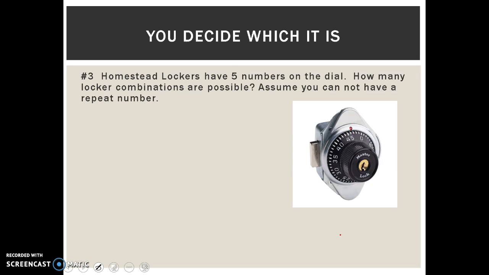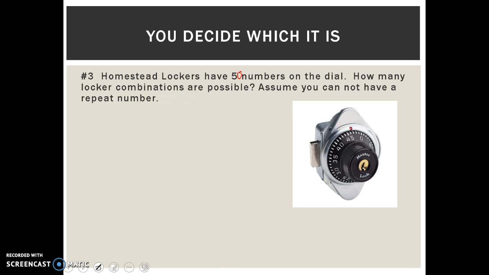So homestead lockers have 5 numbers. This is a picture of it. They have 50 numbers on the dial. That should be 50 numbers on the dial. How many locker combinations are possible? Assume that you can have a number repeat twice. So your combination could be 45, 45, 12, or 36, 12, 36.